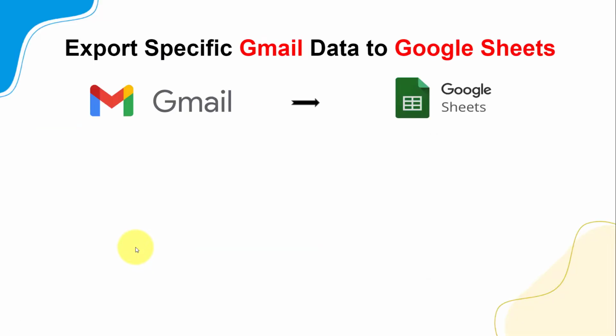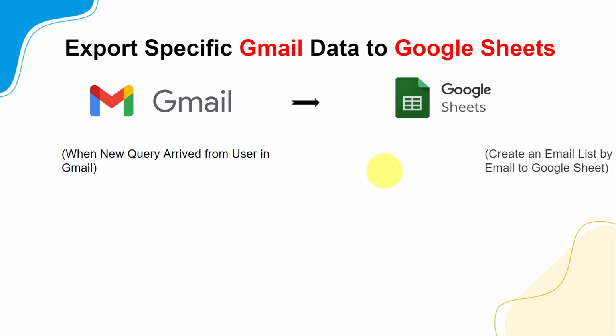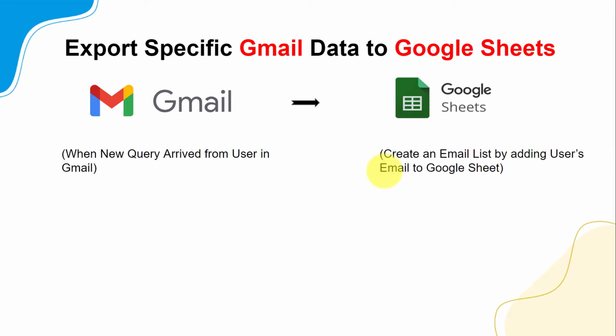Different types of data can be exported from Gmail to Google Sheets in real time. Let me tell you with an example. Let's say you are getting lots of queries from users in your Gmail account, and these are actually potential customers for your business. So you can create an email list by exporting all the emails and contact information to Google Sheets.